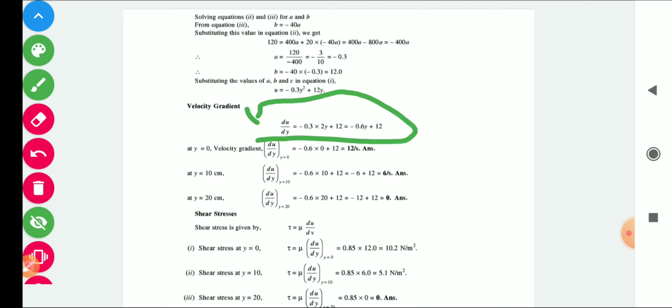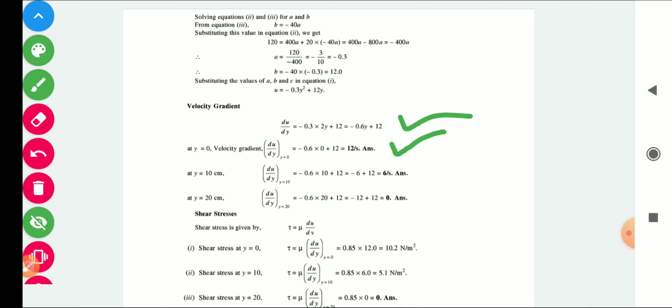Now we have to calculate this velocity gradient at y equal to 0, y equal to 10 and y equal to 20. So first put y equal to 0 in this equation, then the velocity gradient will be 20 per second. Similarly, if we put y equal to 10 in this equation, then du by dy at y equal to 10 will be 6 per second. And if we put y equal to 20, then du by dy will be equal to 0.